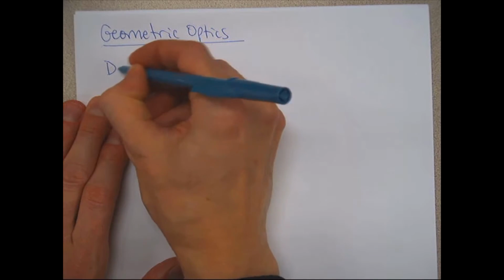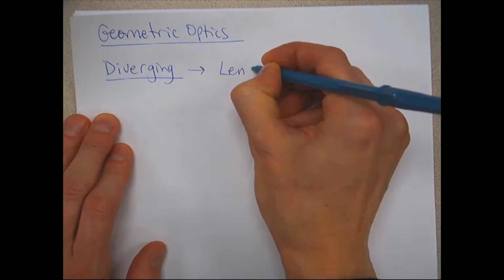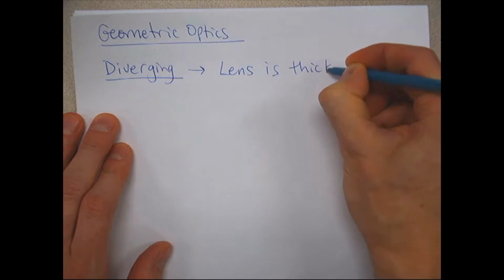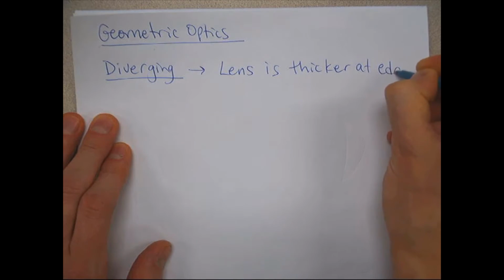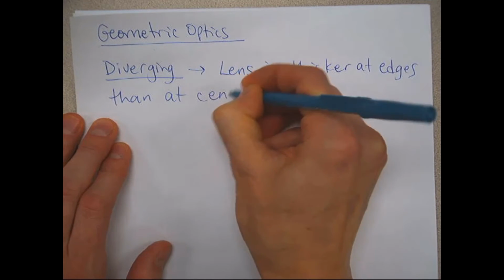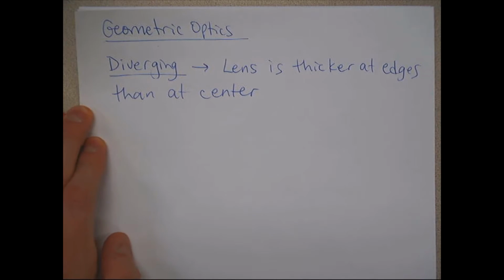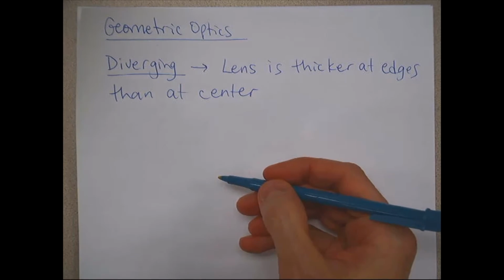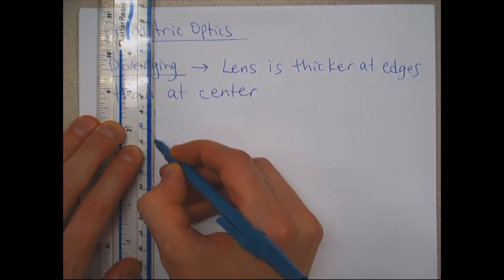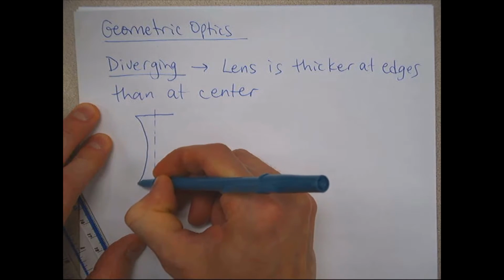The second type of lens is called diverging. And you can spot these because the lens is thicker at the edges than at the center. Just like with the converging lenses, the diverging have a few different common shapes. The one that we will use most often is what we call a biconcave lens.